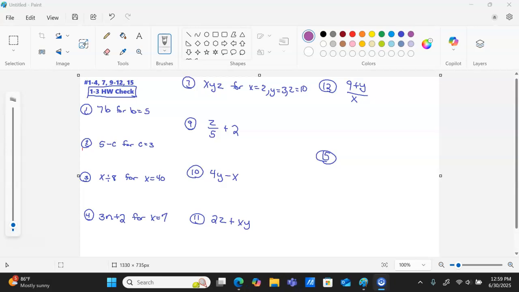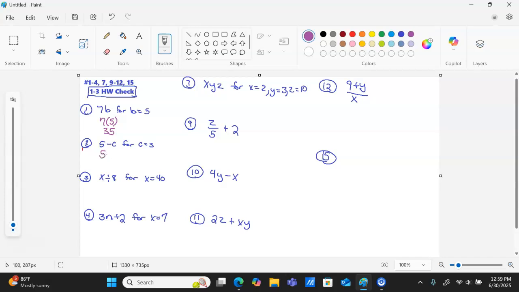In section 1.3, we are evaluating expressions, which means we're going to find the value based on what they give us. So we have 7b, which means 7 times b. And we want it for b equals 5. So we're going to have 7 times 5. And that would be 35. And you need to have the 7 times 5 written down and the 35, not just the 35.